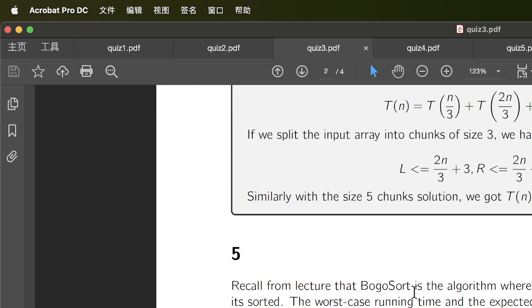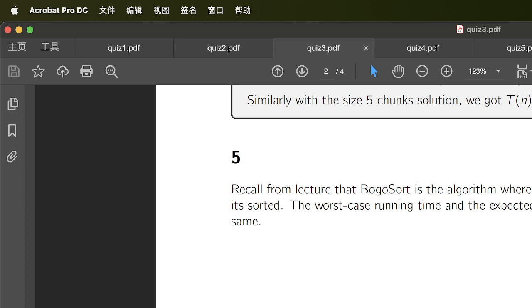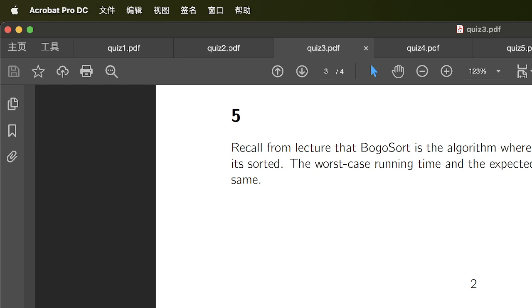Okay, so question 5. Recall from lecture that Bogosort is an algorithm where we randomly shuffle the array until it's sorted. The worst case running time and the expected running time of Bogosort are the same. So that is wrong, right? Because the worst case running time would be infinite, because it's just a random shuffle. We don't know if we can get the right answer finally. So it may be infinite, and the expected running time is O of n times n factorial. It's really bad, right?